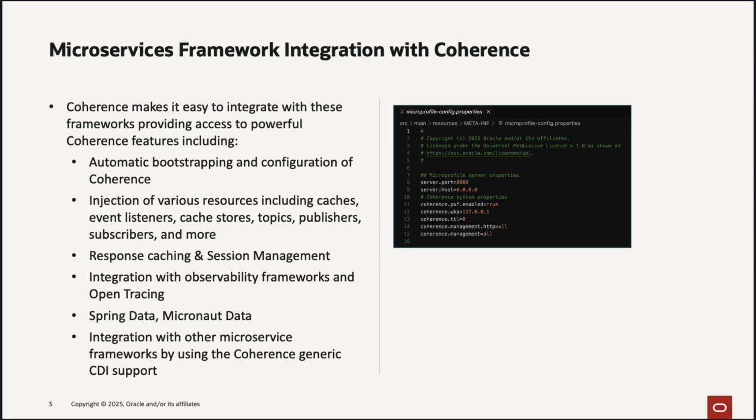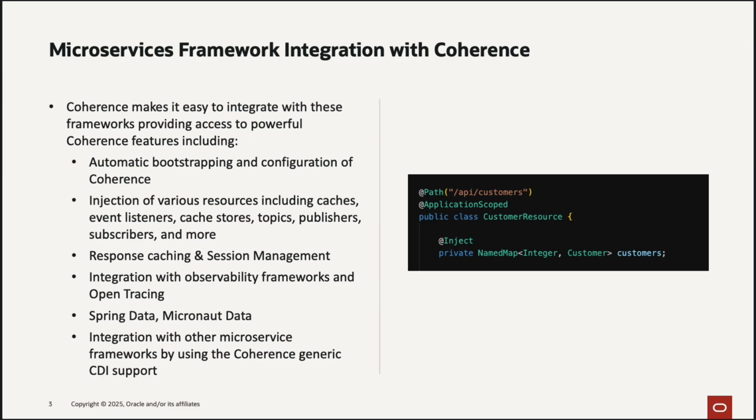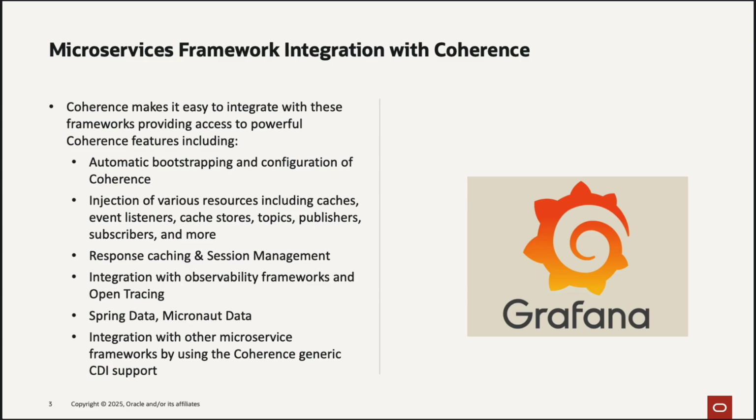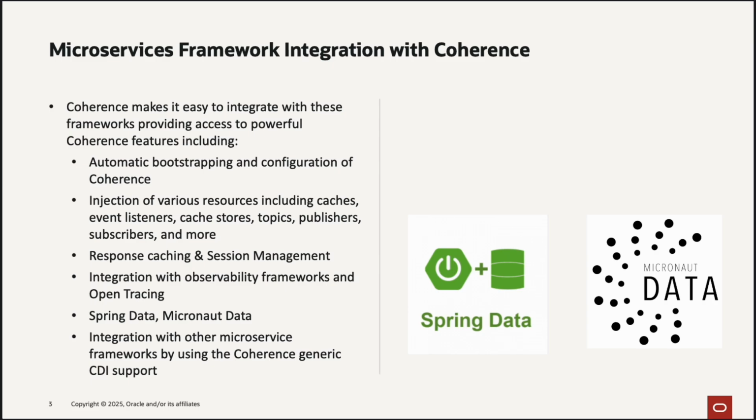Coherence makes it easy to integrate with these frameworks, providing access to powerful Coherence features, including automatic bootstrapping of configuration of Coherence, injection of various resources, including caches, event listeners, cache stores, topics, publishers, subscribers, and much more, response caching and session management, integration with observability frameworks and OpenTracing, Spring Data, Micronaut Data, and HTTP sessions, and integration with other microservice frameworks by using the generic Coherence CDI support.